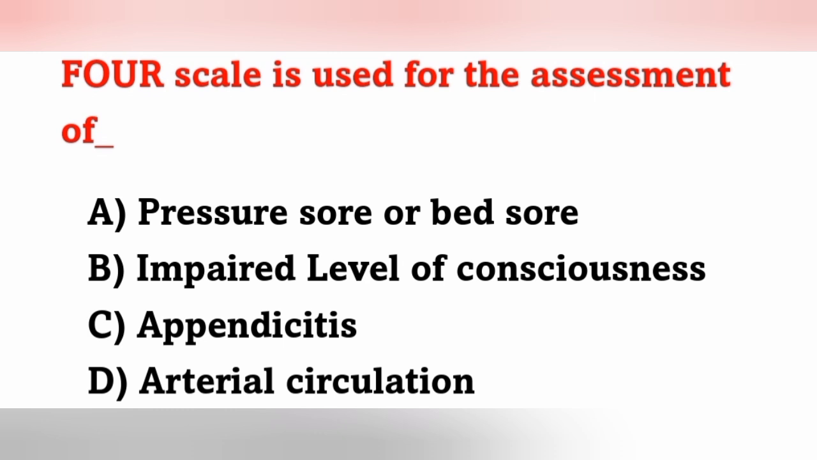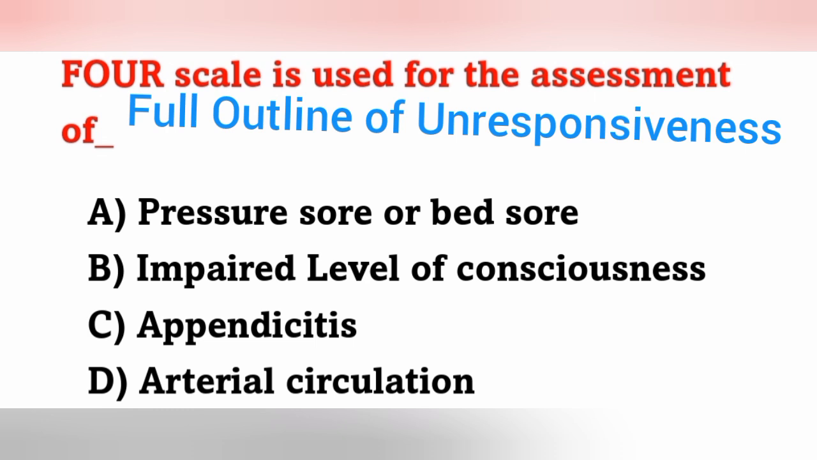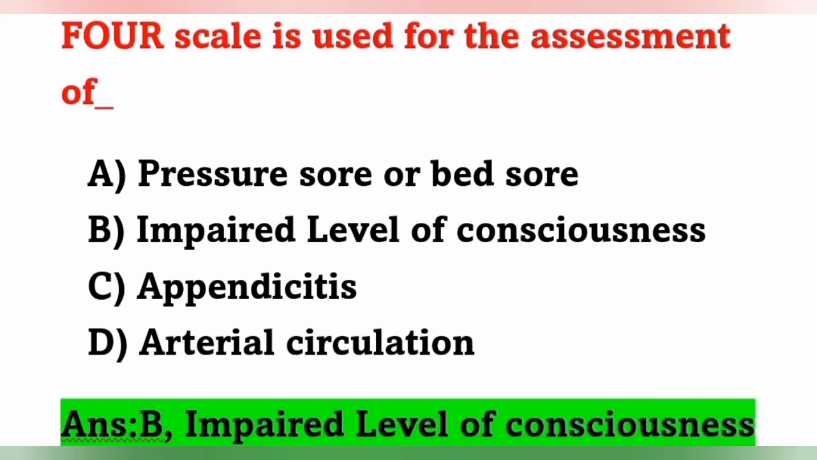And the next question, FOUR scale is used for the assessment of? Option A, pressure sore or bed sore. Option B, impaired level of consciousness. Option C, appendicitis. Option D, arterial circulation. Full form of FOUR is Full Outline of UnResponsiveness, which is used to assess impaired level of consciousness. So here the answer is option B, impaired level of consciousness. Move on to the next question.